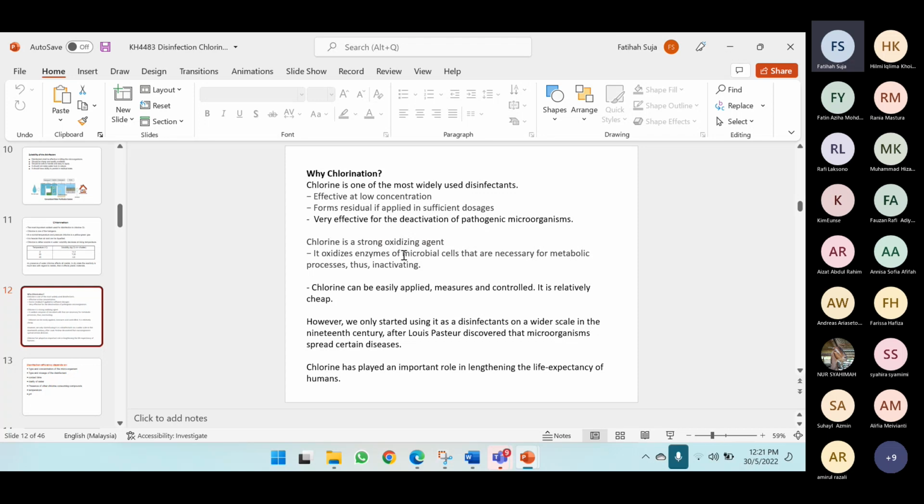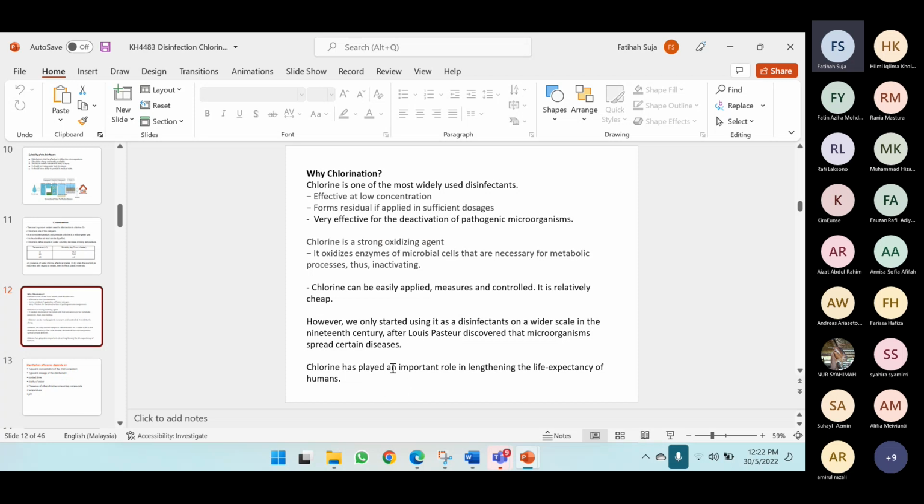But in terms of the strength of the oxidizing agent, ozone is much stronger than chlorine. However, it is quite an expensive treatment, and it doesn't produce residual. Chlorine can be easily applied, measured and controlled. It is relatively cheap. However, we only started using it as a disinfectant on a wider scale in 1973 after Louis Pasteur discovered that microorganisms spread certain diseases.